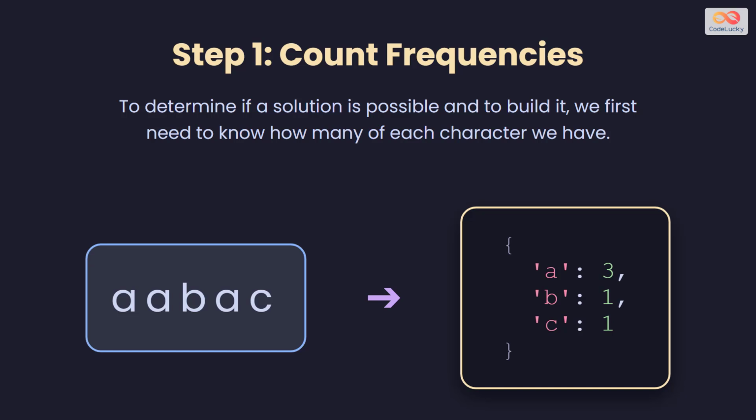The first step in solving this is understanding what we are working with. We need to count the frequency of each character. A hash map or a frequency array is perfect for this. In this example, A appears 3 times, B once, and C once. These counts are crucial for our next checks.